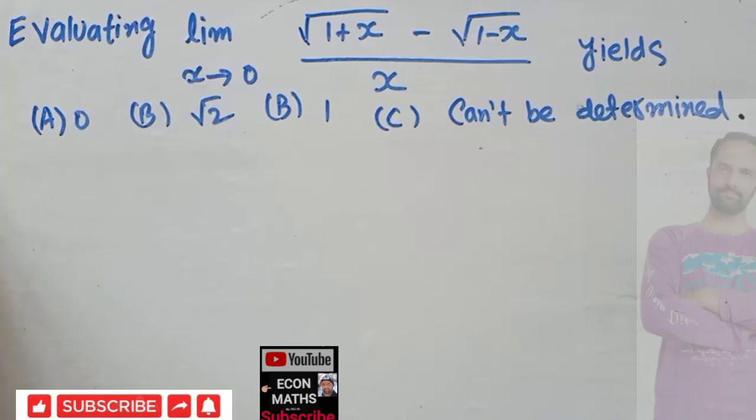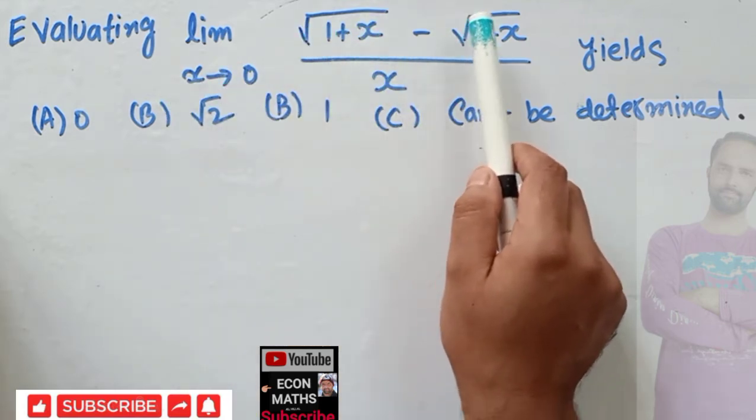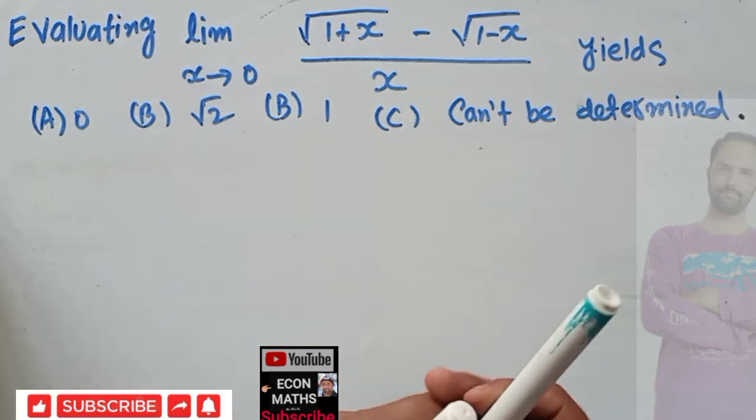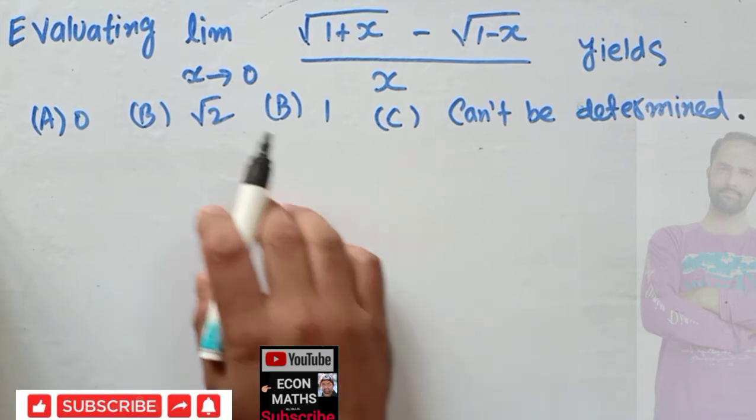In this video, we will solve a problem on evaluating limits. The question is: evaluate the limit as x tends to 0 of (√(1+x) − √(1−x))/x. The options are 0, √2, 1, or cannot be determined. Okay, so we need to evaluate this limit as x tends to 0.